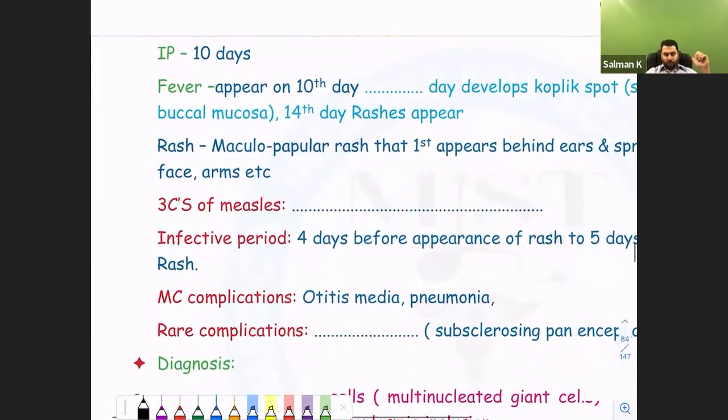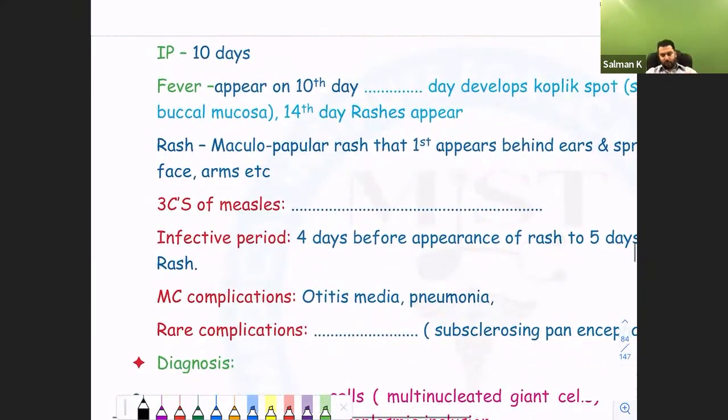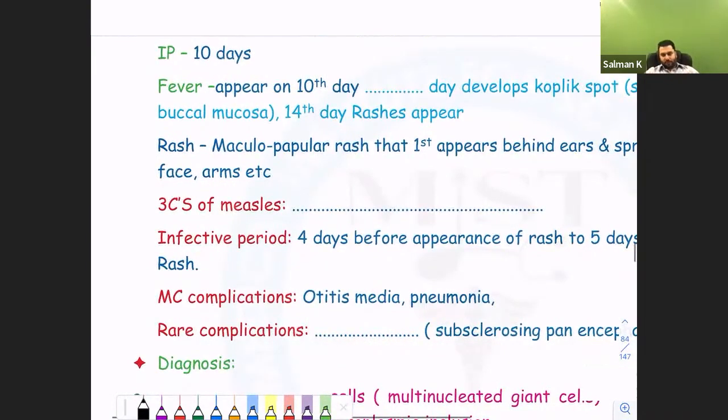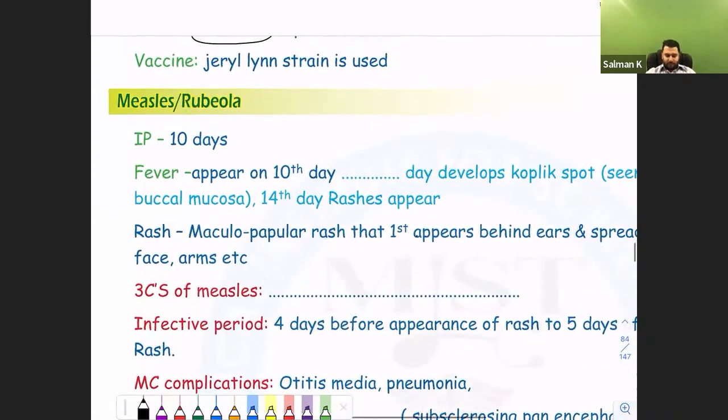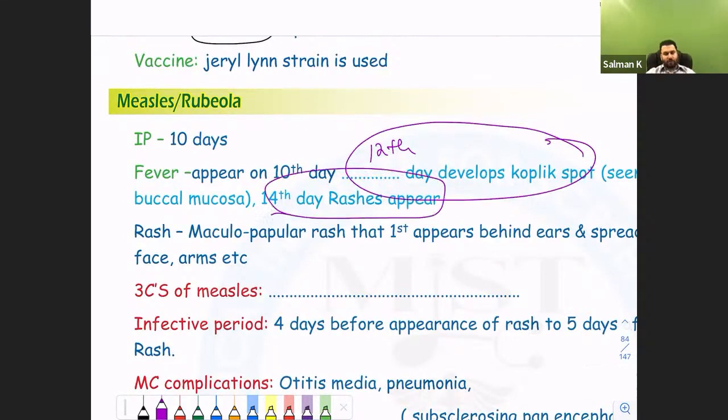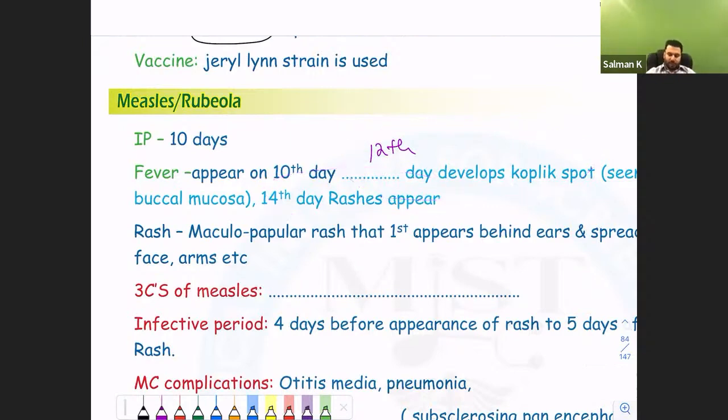Measles or rubeola. Measles, you have to know this proper sequence, doctors. If you're going by the incubation period, the first 10 days it's almost silent. 10 days, the fever. 12th day, there is appearance of Koplik spots. 14th day, there is appearance of rash. If you minus the incubation period and talk directly, after the fever, 2 days later Koplik spots will be present. 4 days later, the rash will be present. Okay, this is the sequence.